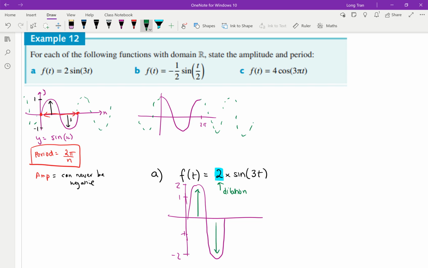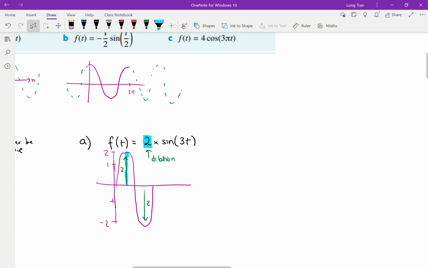And clearly the amplitude is 2. The distance is 2. It doesn't matter if it's negative. Even if this is a negative, all it does is a reflection. We're only interested in the amplitude, which is the length. That's another common mistake: a lot of students think you can have an amplitude that's negative. No, it can never be negative. So the amplitude in this case is 2, and I answer the question and say amplitude equals 2.